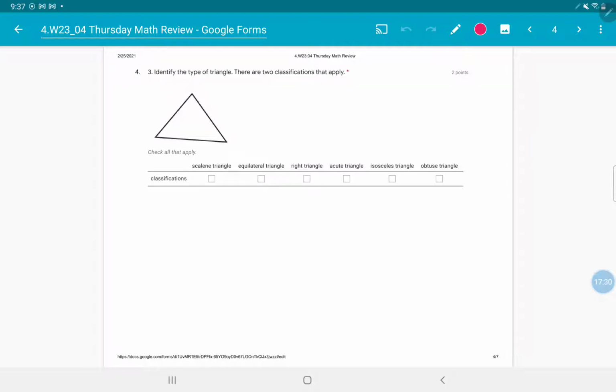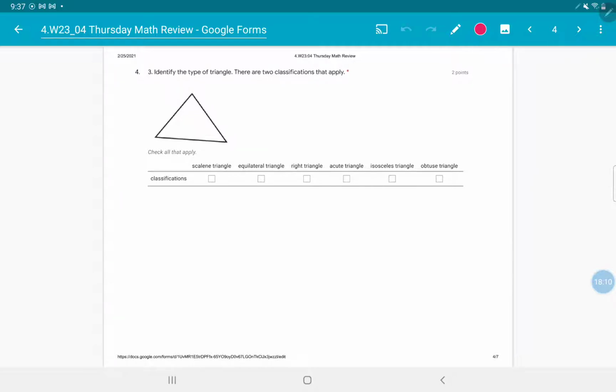All right, the next one, we're classifying this triangle. Remember, there are 2 ways we can classify or name triangles. One is by the angles, and the other is by the sides. So let's look at the angles first. What are the 3 types of angles? Tell me one type of angle. We just had one above. It was 90 degrees. What's that called? Right triangle.